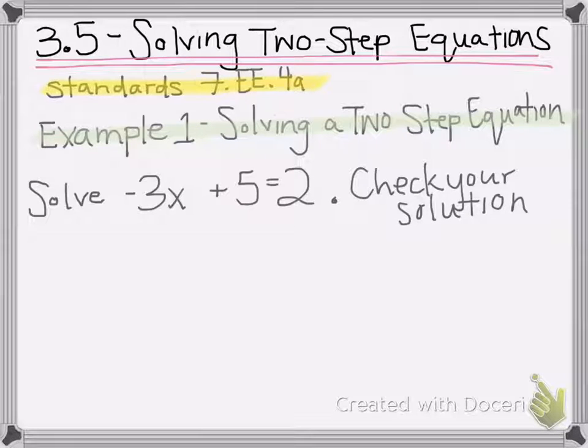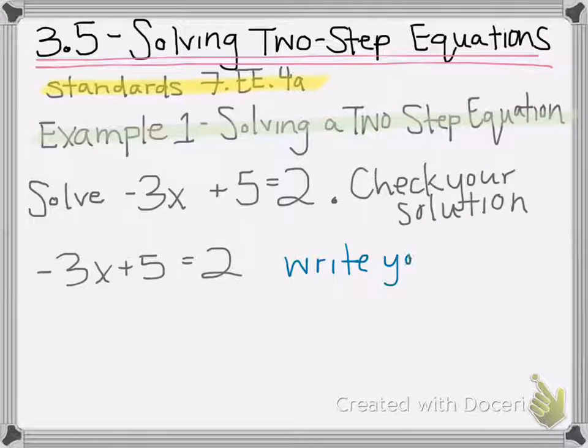Okay. So first step, as always, write your equation. Let's write that out. Negative 3x plus 5 equals 2. In that step, what was it? Write your equation.